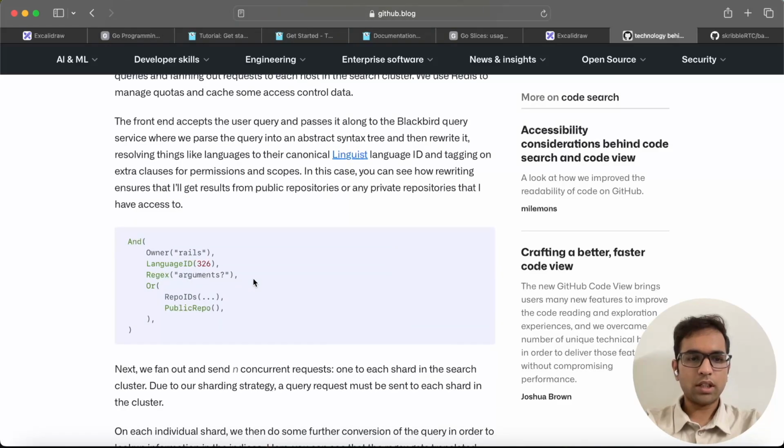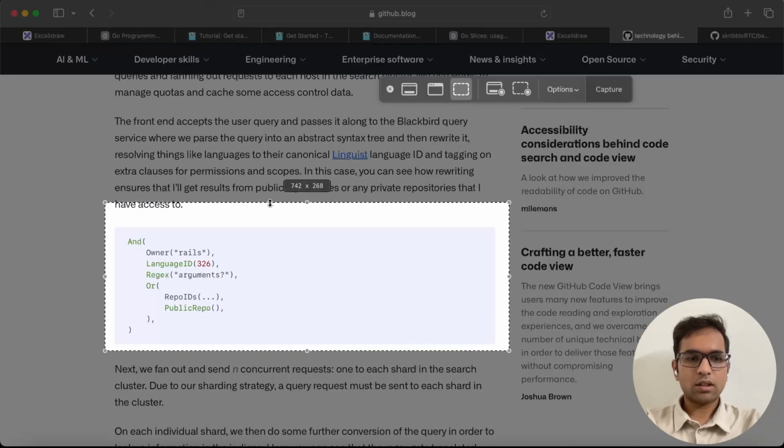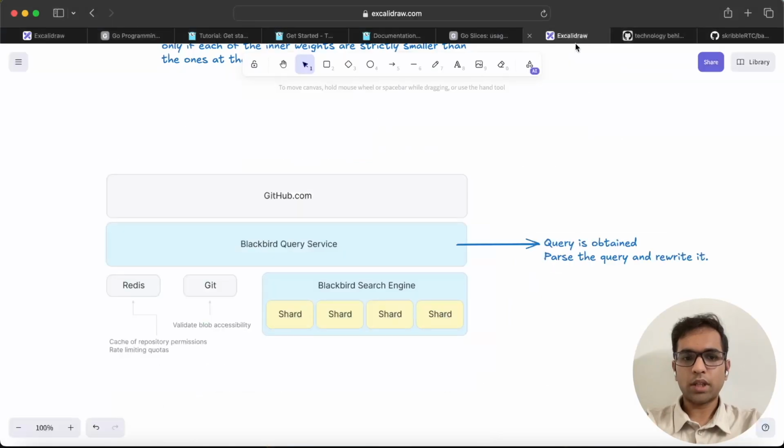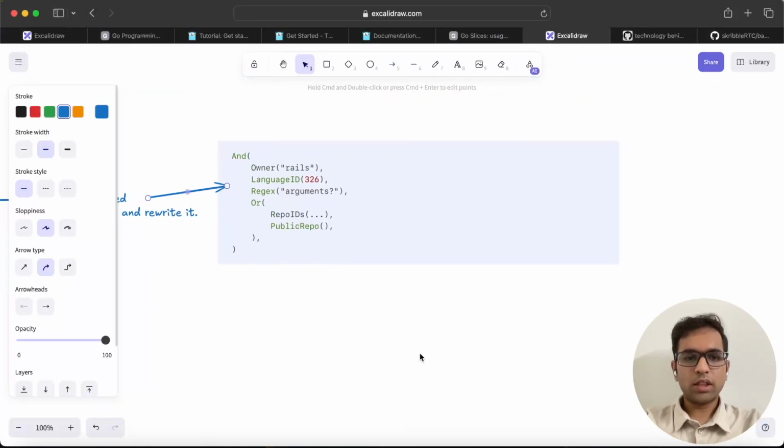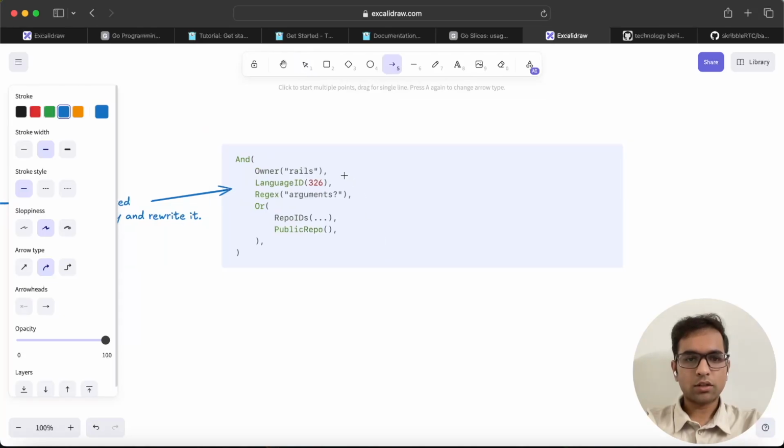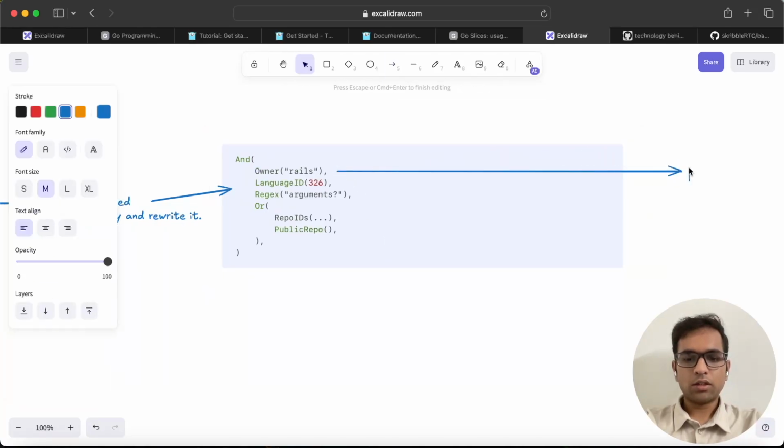So in this way, they will rewrite it. Now, let's analyze a little bit of how they have rewritten this. Right, so this is how they rewrite it. And now let's look at this. This is about the owner details. This is nothing but the owner of the repo.